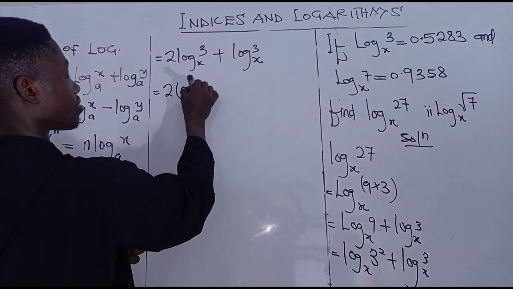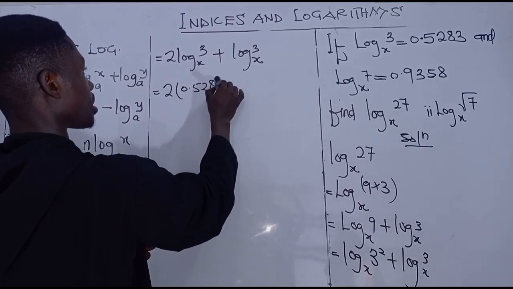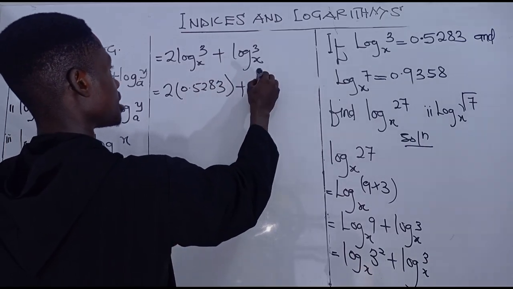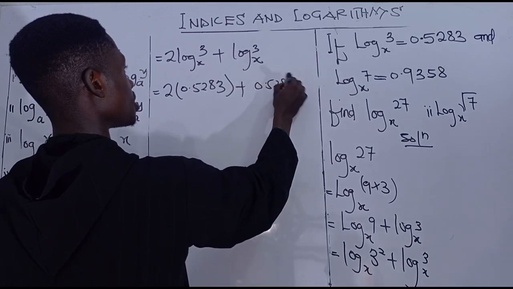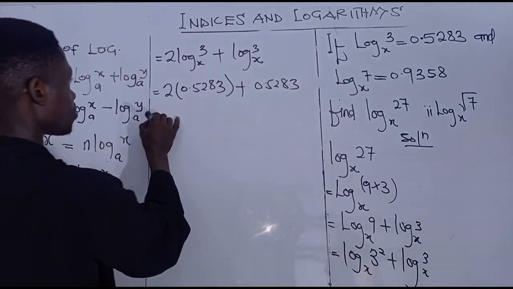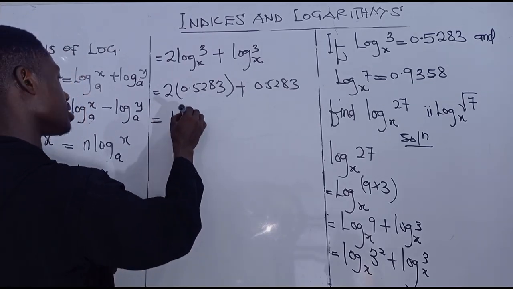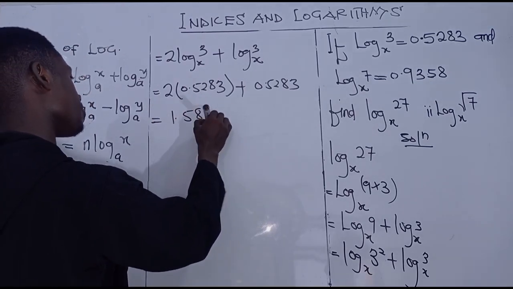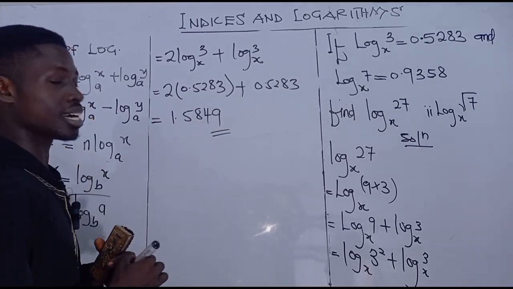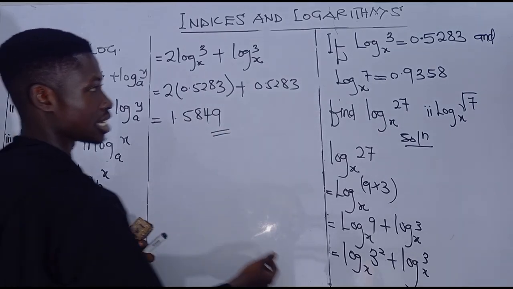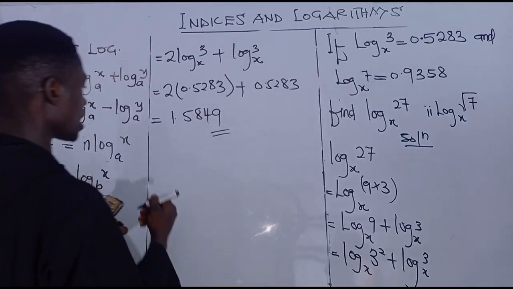So we have 0.5283 and then plus 0.5283. Now when you punch all of this on your calculator, you are going to have 1.5849, as easy as ABCD. Let's look at the next one, which is II.